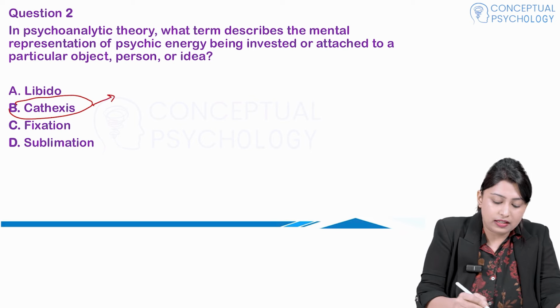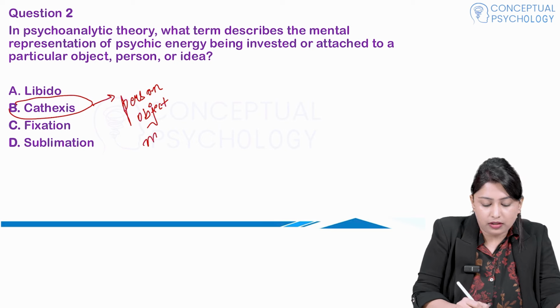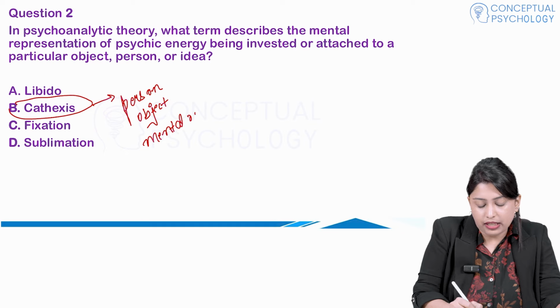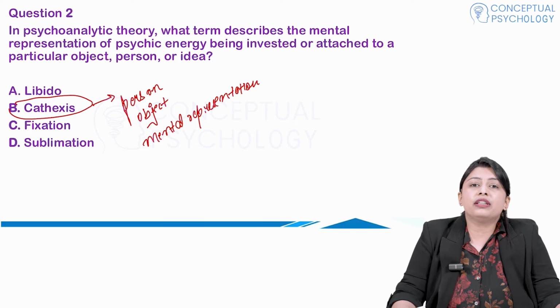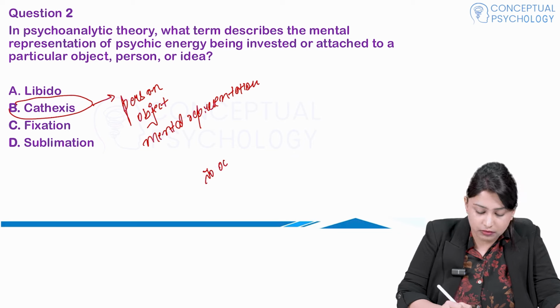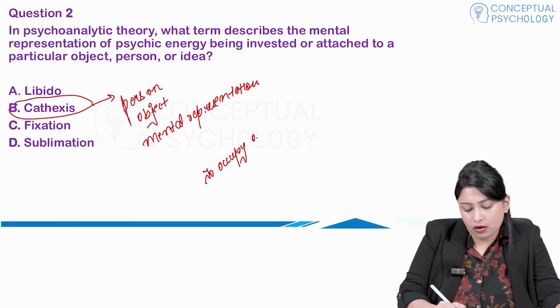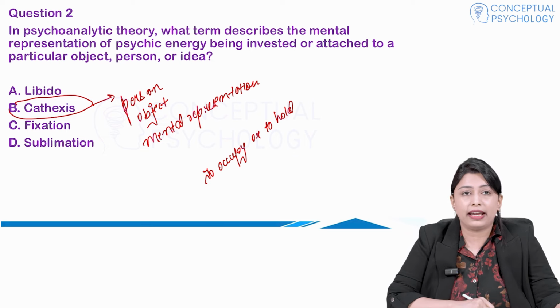So here it is attached to a specific person, object, or mental representation. It is also derived from the Greek word which means to occupy or to hold. So cathexis represents how the libidinal energy becomes bound to specific targets in the mind.